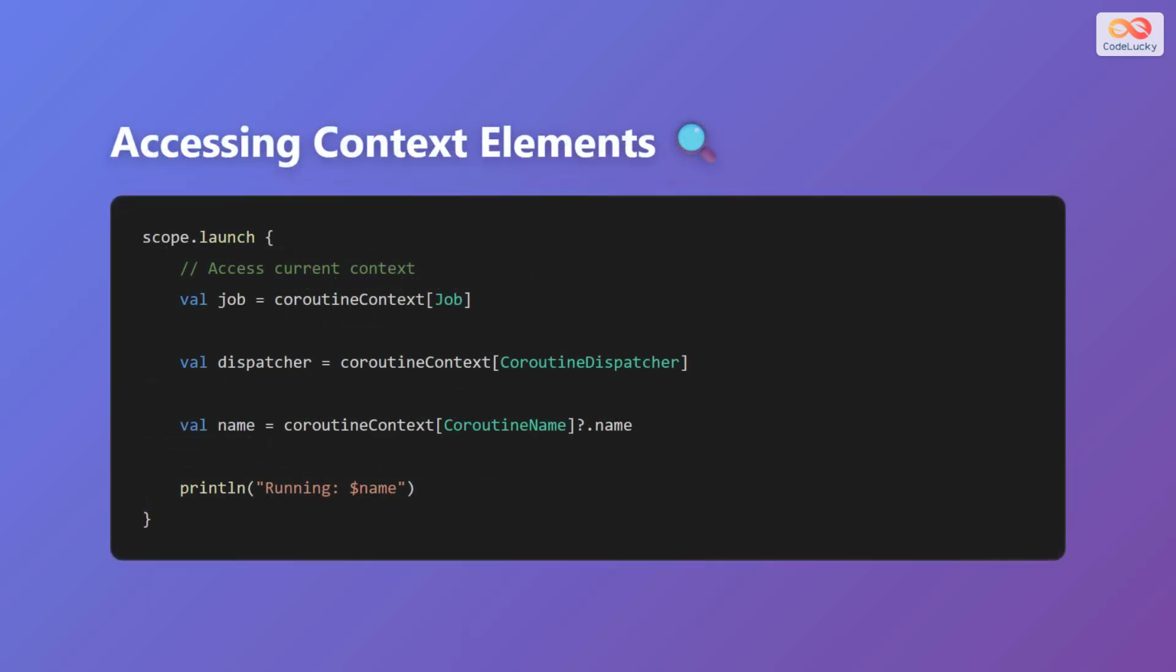Inside a coroutine, you can access the current context using the coroutineContext property. To retrieve specific elements, use square bracket notation with the element's type as the key. For example, to get the job, use coroutineContext[Job]. Similarly, you can access the dispatcher with coroutineContext[CoroutineDispatcher]. For the coroutine name, use coroutineContext[CoroutineName], then access the name property. This indexed access pattern makes it easy to retrieve any context element you need during coroutine execution.